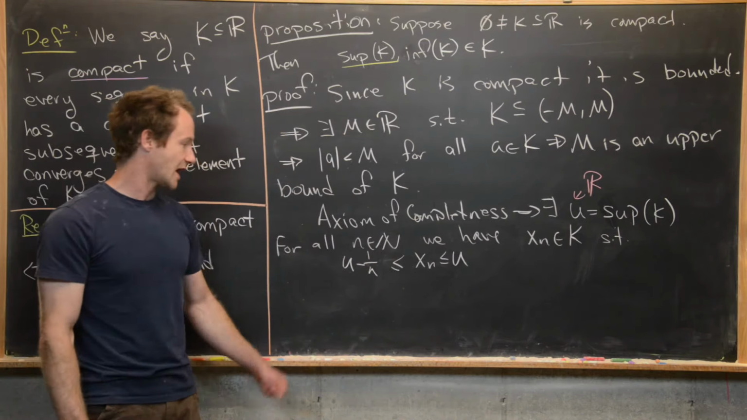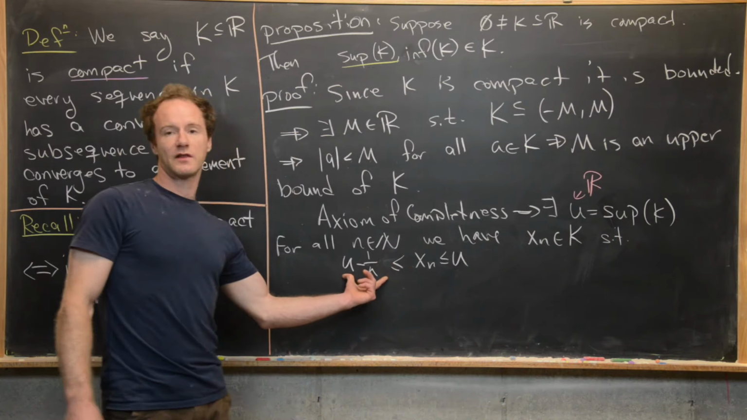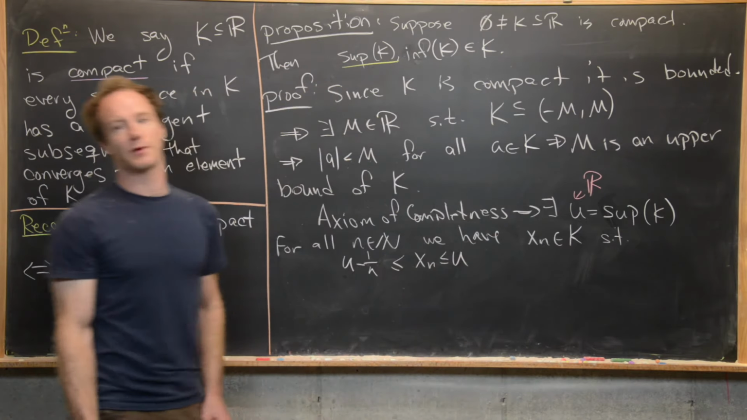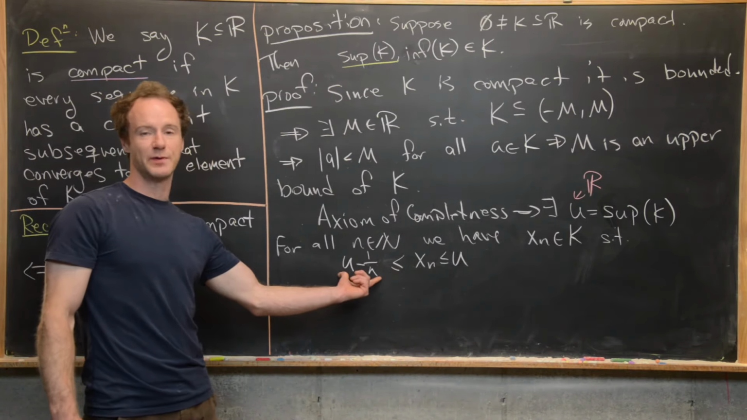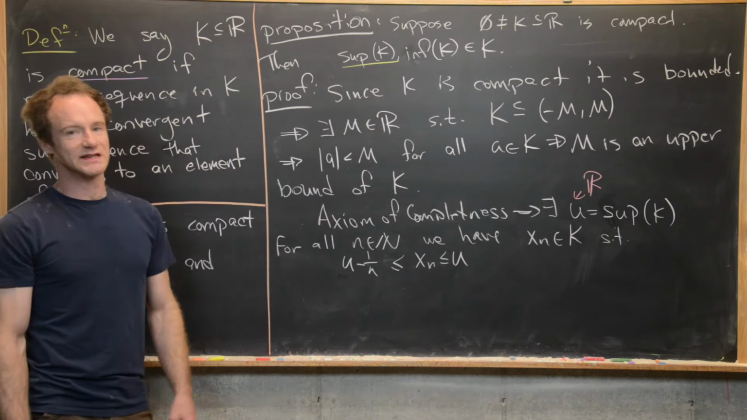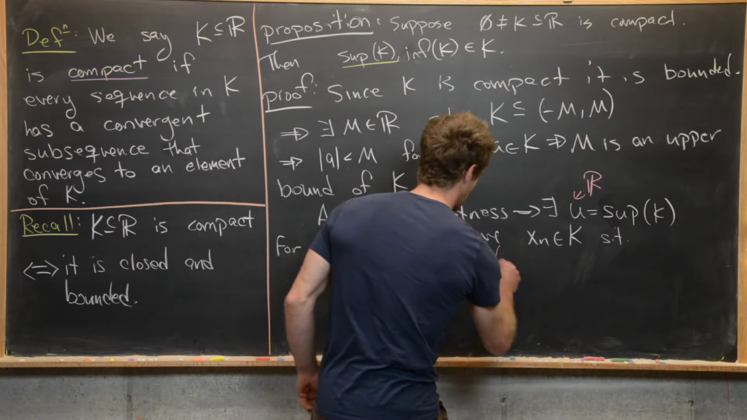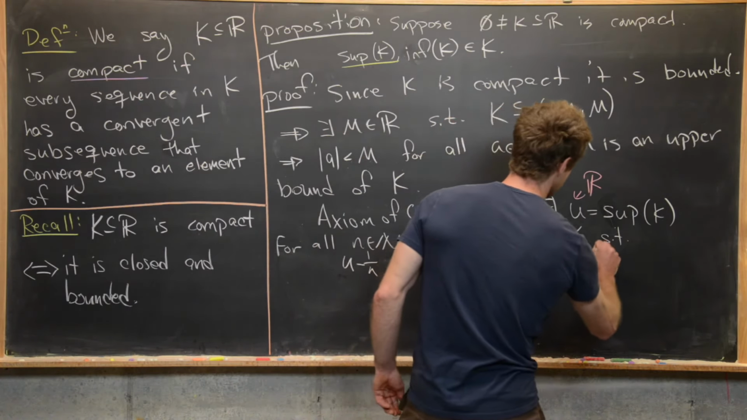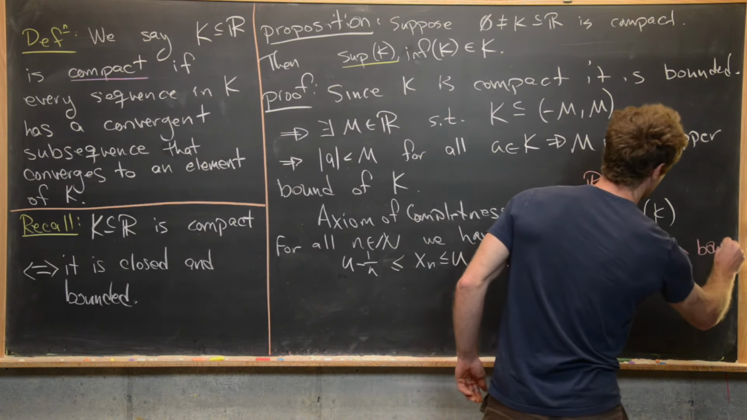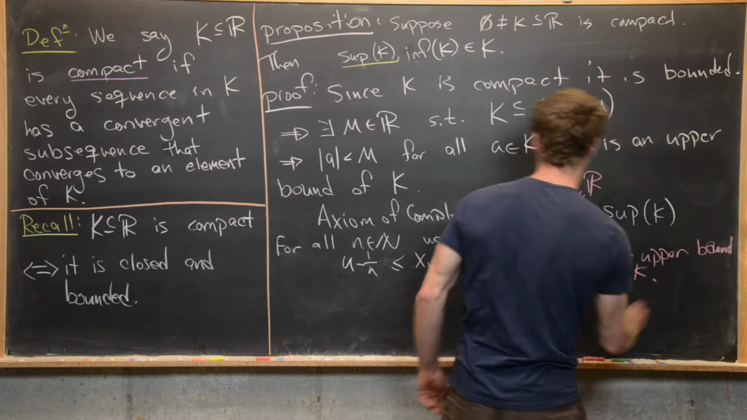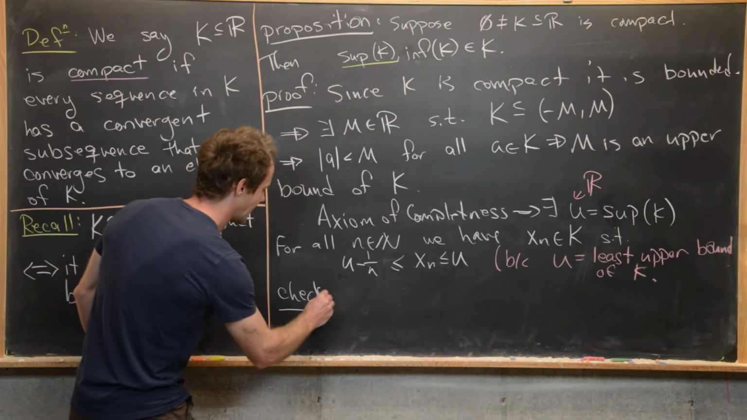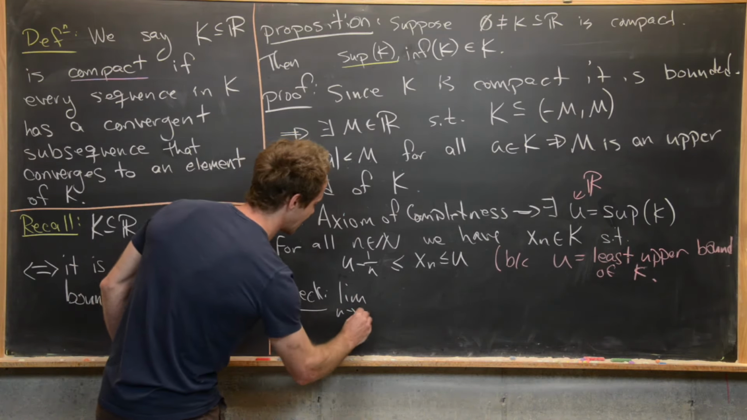Let's talk our way through that. So we can bound this on the left-hand side by this U minus 1 over n because U is a least upper bound. And if it were impossible to put this bound on the left, then that would contradict the fact that U was a least upper bound. So let's maybe write that down. That's because U equals the least upper bound of K. Great.